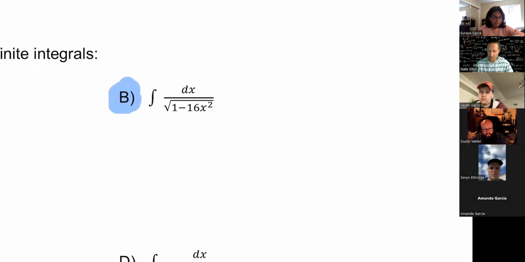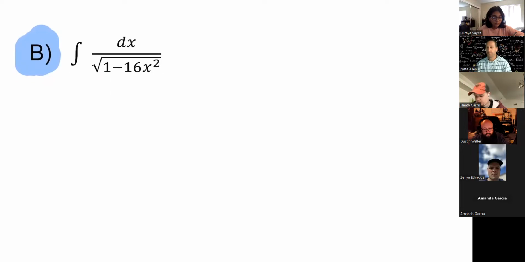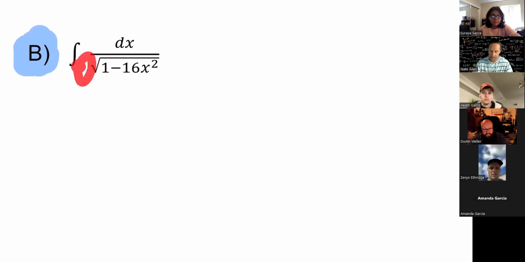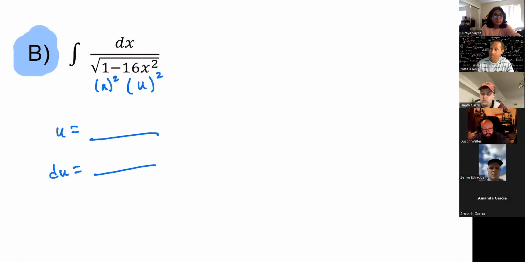So which one does this look like here? First one. Very good. It has a square root and it has nothing on the outside. So I'm thinking it looks like the first one. So all I'm going to do is I'm going to write right underneath, this is my a squared, and this thing has to be my u squared. Now it's not just x, like Dustin had mentioned we would prefer. So that means we just found what u is, which means up top we need our du.